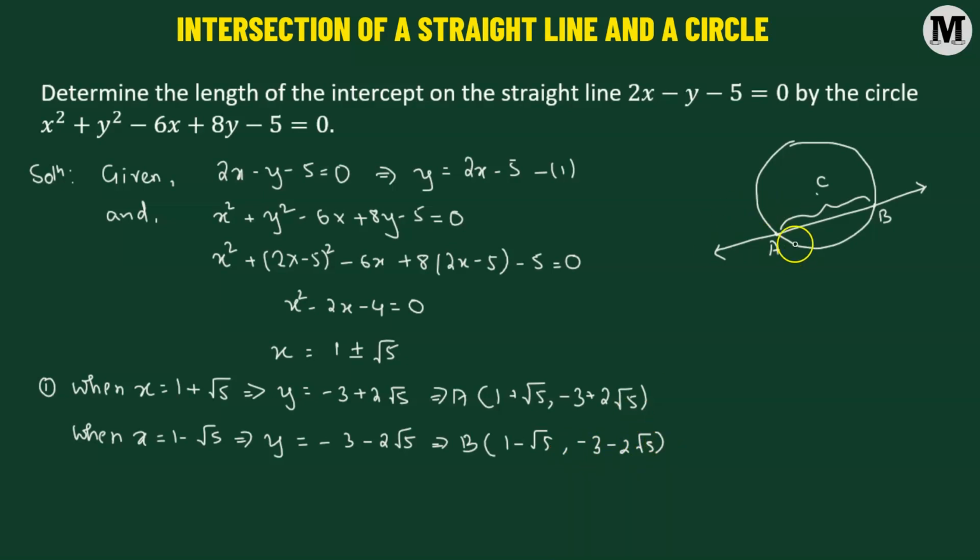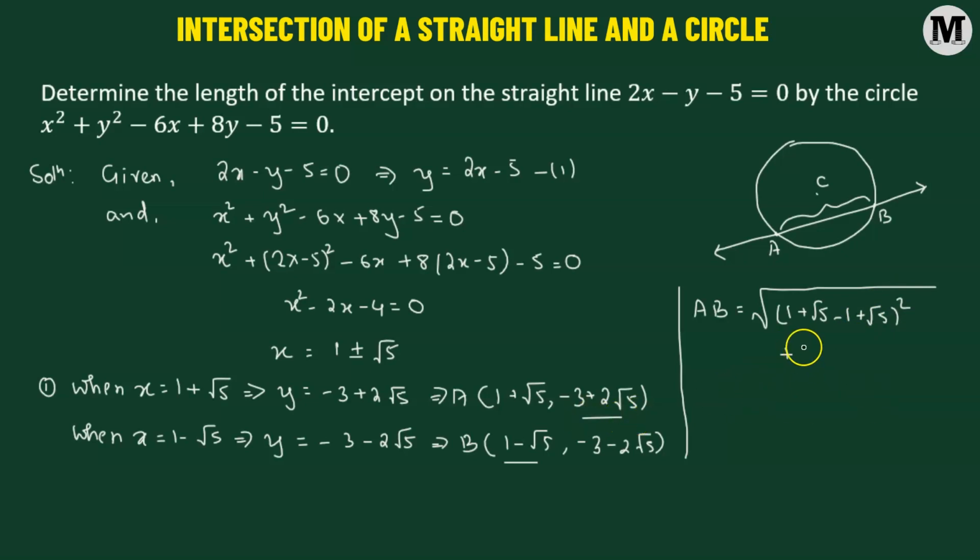So now we have the coordinates of point A and point B. To find the length of the intercept, which is nothing but the length of AB, we can use the distance formula. So we'll take the square root. Underneath the square root, first we need the difference of the x coordinates. So we do 1 plus square root of 5, and from here we're going to subtract the x coordinate of point B. So that's 1 minus square root of 5. We're going to square this result and then add it to the difference of the y coordinates.